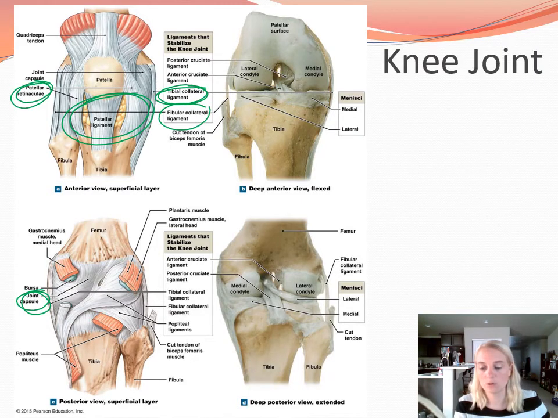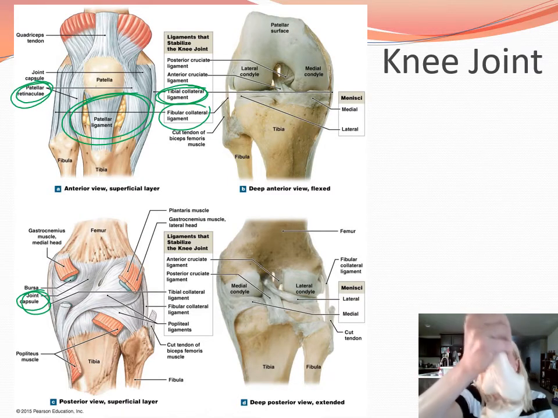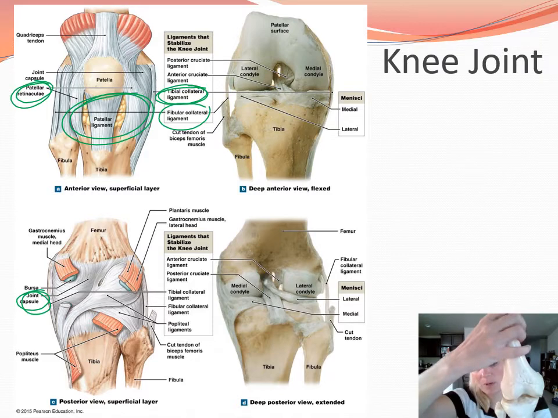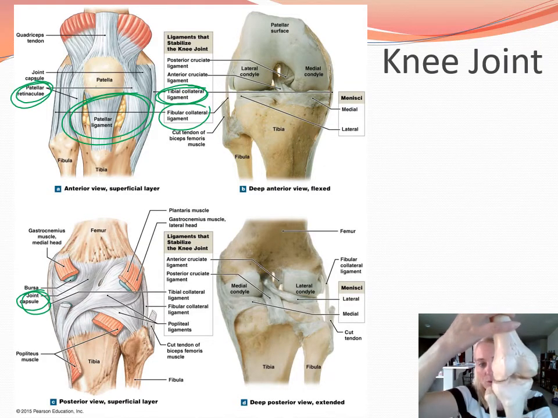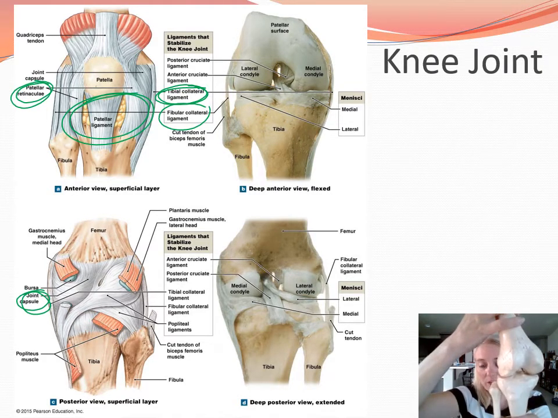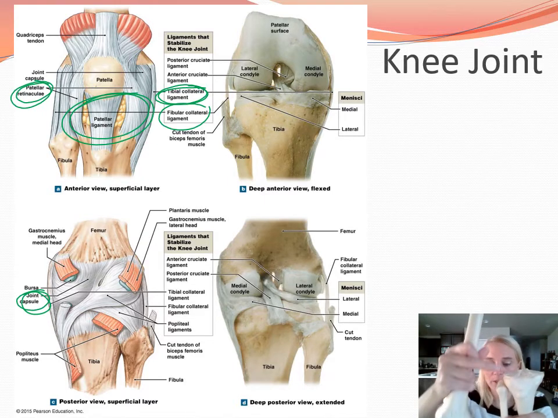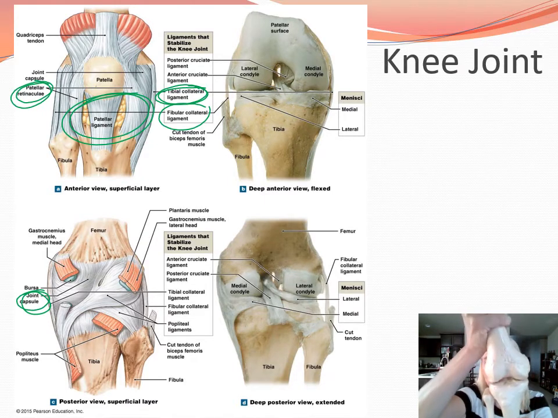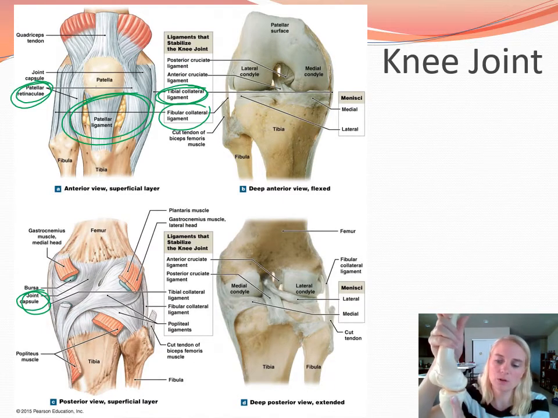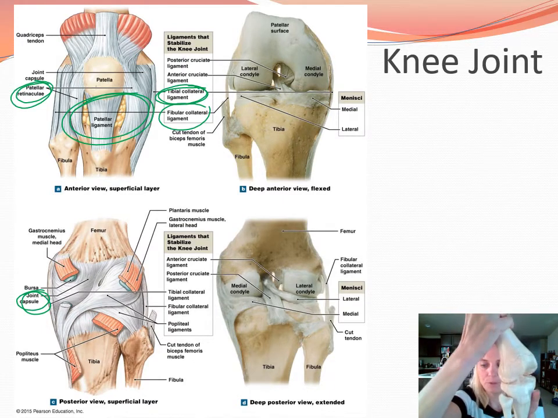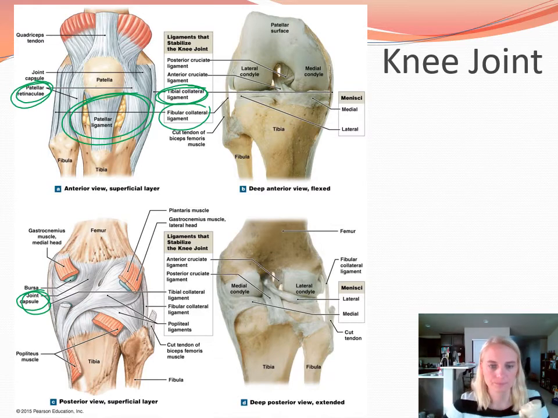I can only hold so many bones at once. So our fibula sits like this, and the femur is going to come up and sit here. So then we're going to have a ligament that's going to go from the femur down to the fibula. And if I had another hand, I would show you, but it's going to go from like here up to here. Okay. So we have a tibial collateral ligament and a fibular collateral ligament.